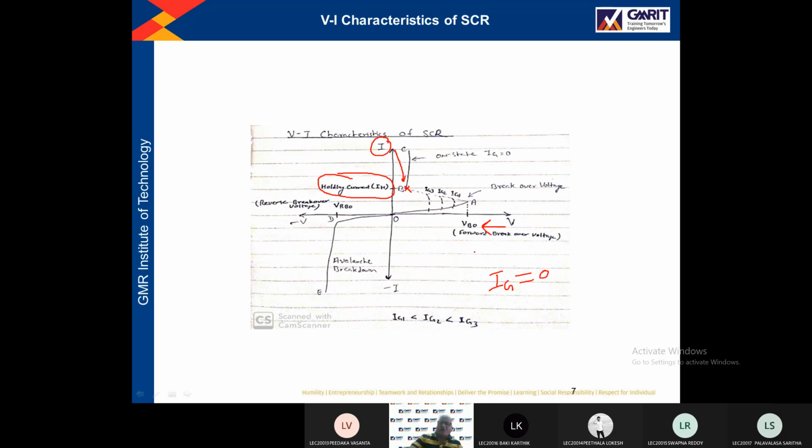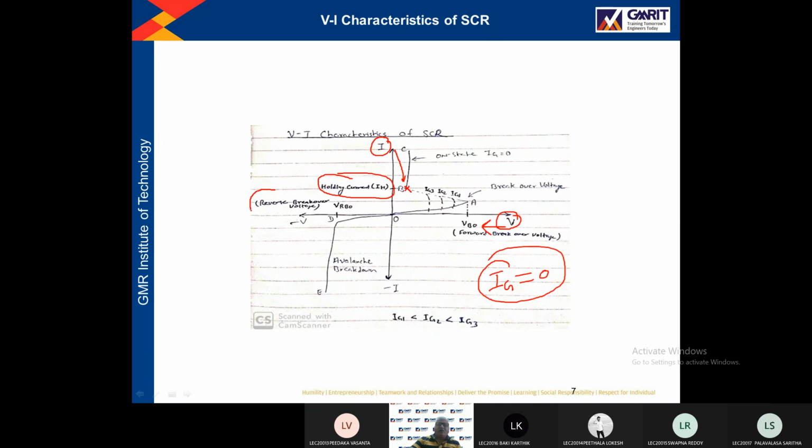So always remember, to turn on the SCR, you apply the IG. Some voltage you apply and you get the IG current. But once the SCR is on, the gate current loses control over the SCR. You can turn off SCR only in one condition: if you reduce the voltage across the anode and cathode, then only you can turn off your SCR.